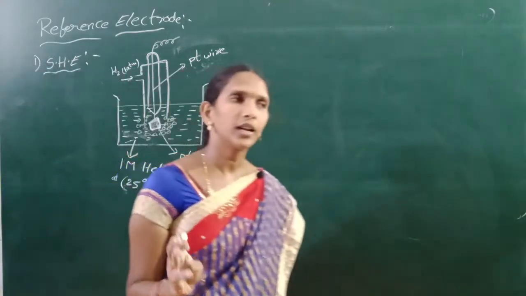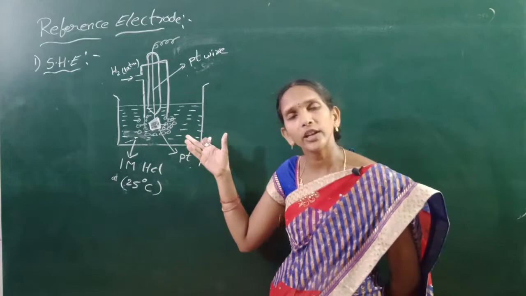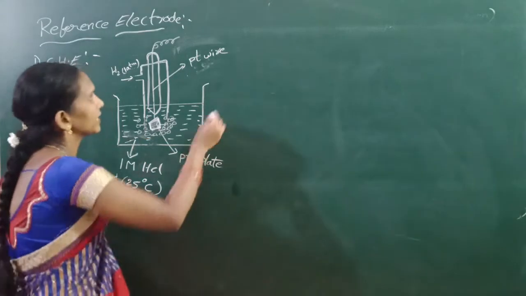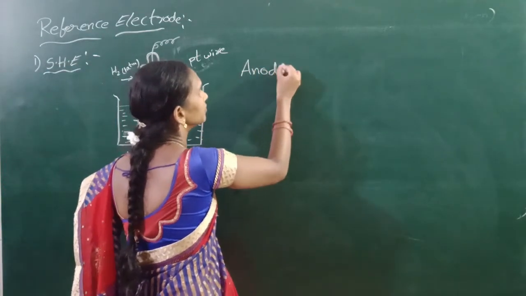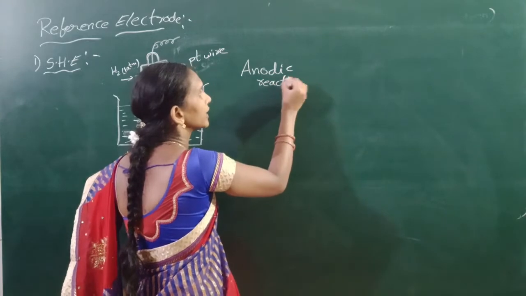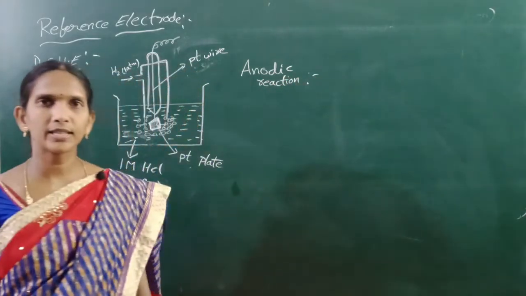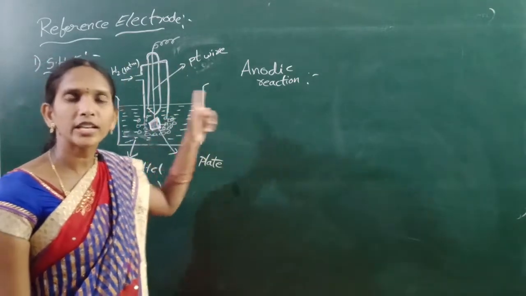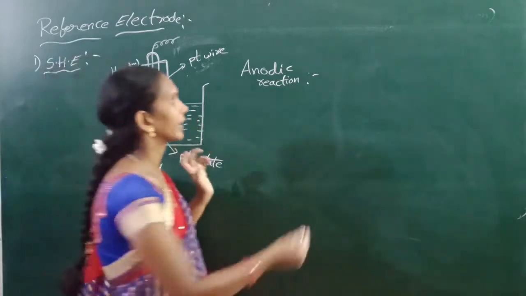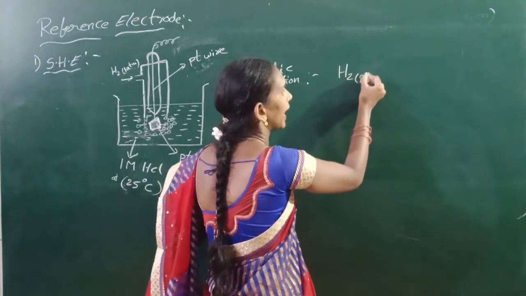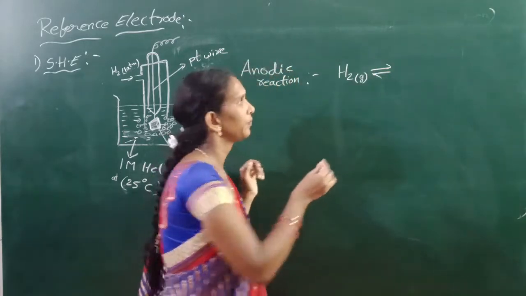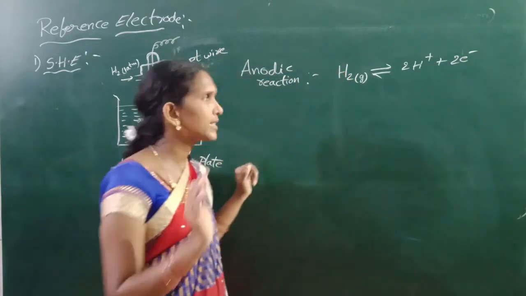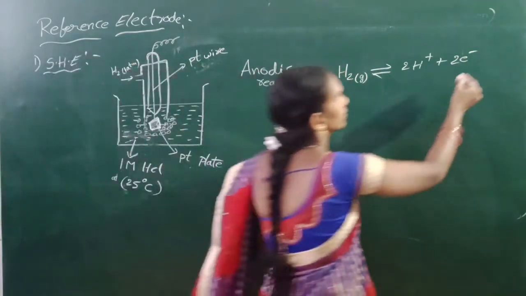Then the anodic reaction and cathodic reaction take place in this electrode. The anodic reaction means oxidation takes place. This is the hydrogen electrode. Oxidation means loss of electrons. That means hydrogen gas is oxidized to 2 H plus ions, and 2 electrons are released. That is oxidation.